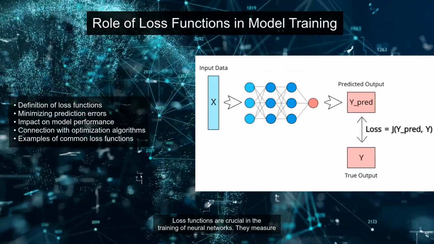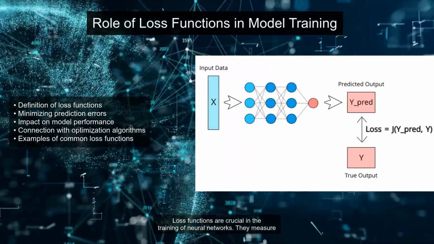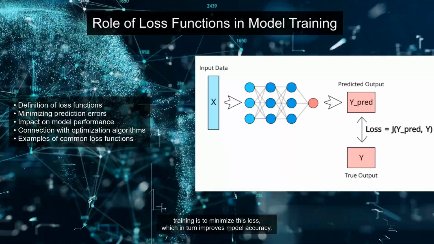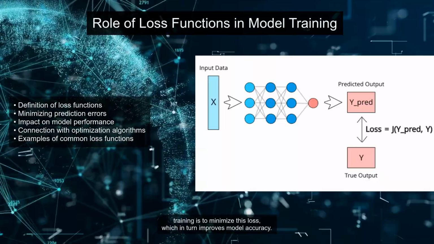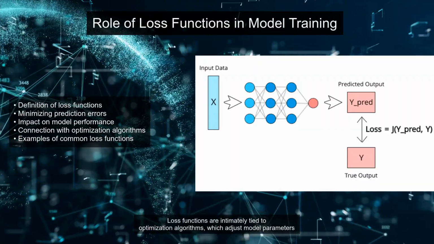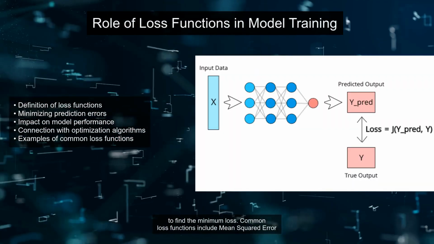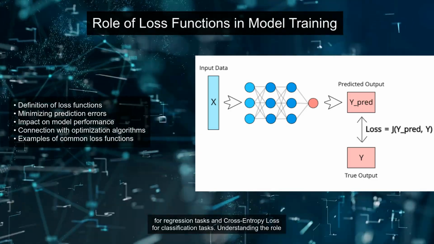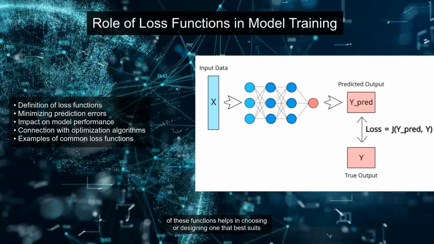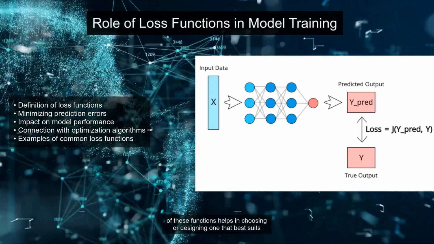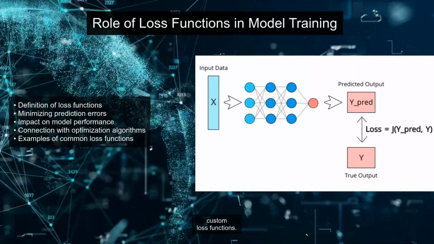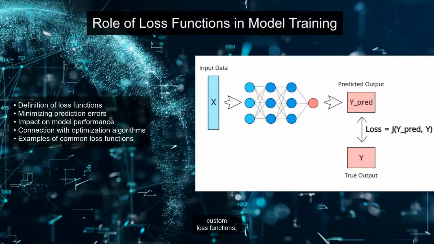Loss functions are crucial in the training of neural networks. They measure how well the model's predictions match the actual data. The goal during training is to minimize this loss, which in turn improves model accuracy. Loss functions are intimately tied to optimization algorithms, which adjust model parameters to find the minimum loss. Common loss functions include mean-squared error for regression tasks and cross-entropy loss for classification tasks. Understanding the role of these functions helps in choosing or designing one that best suits the problem at hand. This foundational knowledge sets the stage for exploring custom loss functions.